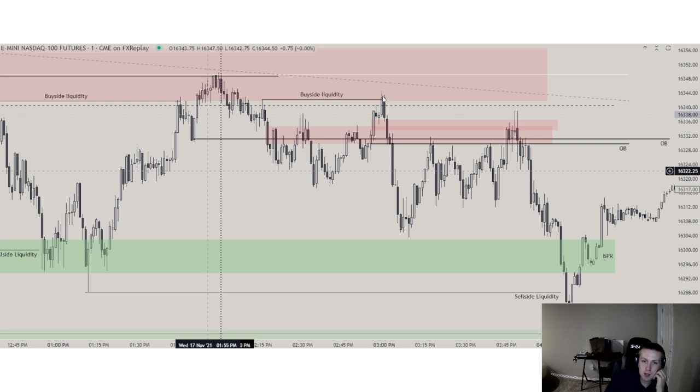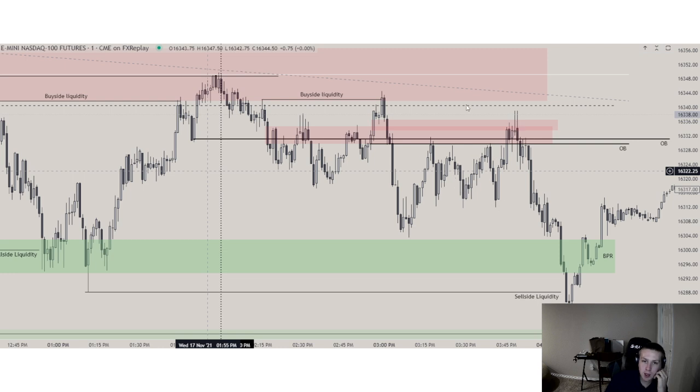Fair value gap in, fair value gap out. So we should definitely respect this if we do want to head lower. Then we come back lower, and then we fall short of this balanced price range. We end up taking this area of liquidity. That could be an area of partials. Then we come back up, and then we just chop here. We just don't really do anything meaningful.